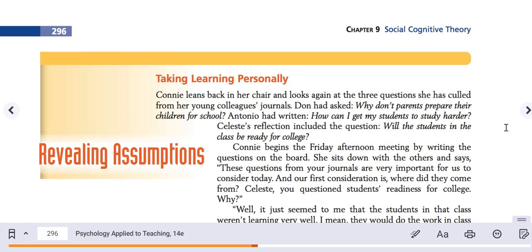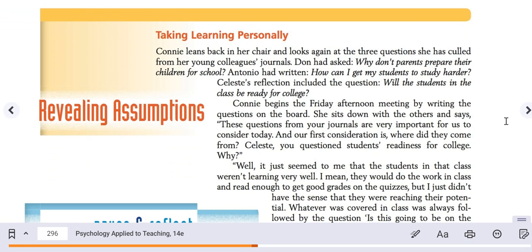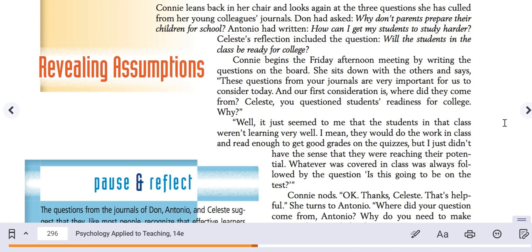Connie begins the Friday afternoon meeting by writing the questions on the board. She sits down with the others and says, "These questions from your journals are very important for us to consider today. And our first consideration is, where did they come from? Celeste, you questioned students' readiness for college. Why?" Well, it just seemed to me that the students in that class weren't learning very well.